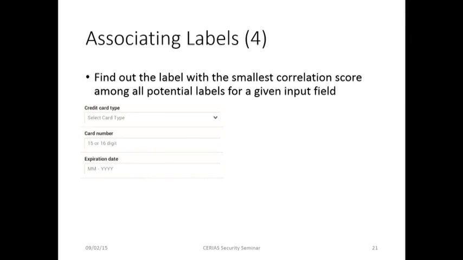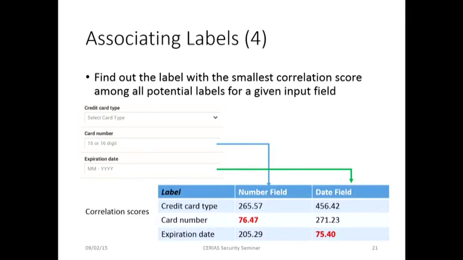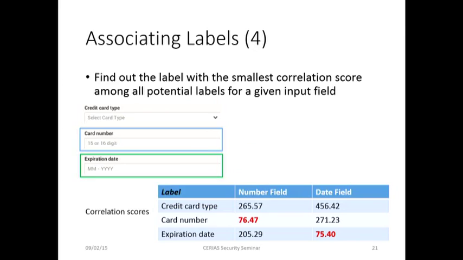In this example, both fields, card number and expiration date, have 3 alternatives, and their correlation scores are computed here. Based on our policy, the label card number is associated with the number field, and the label expiration date is associated with the date field.